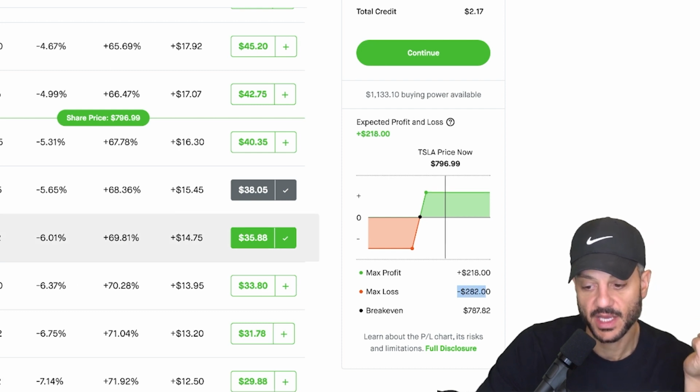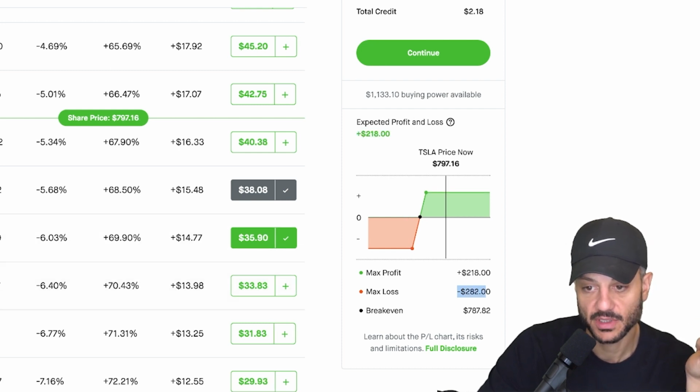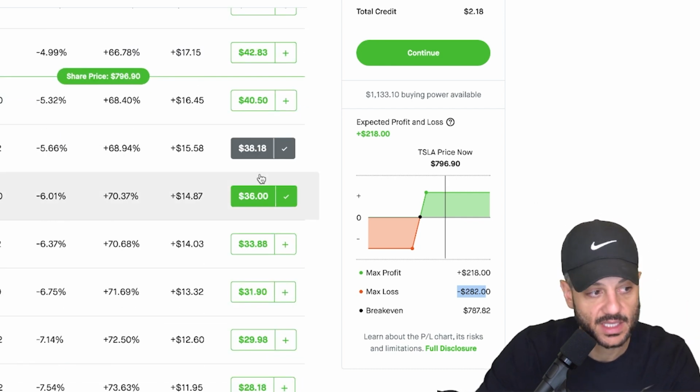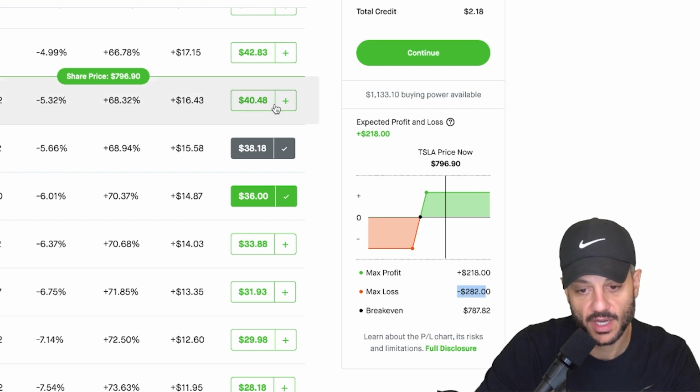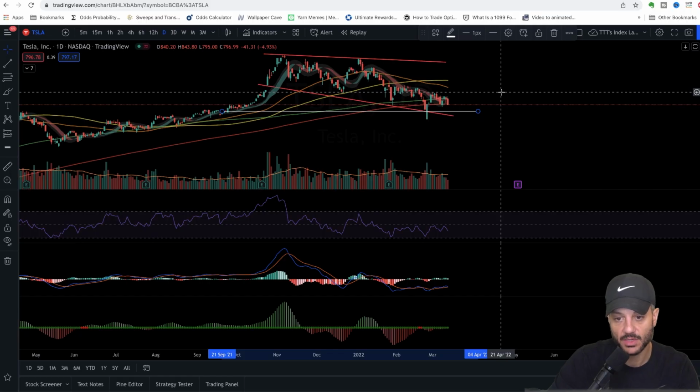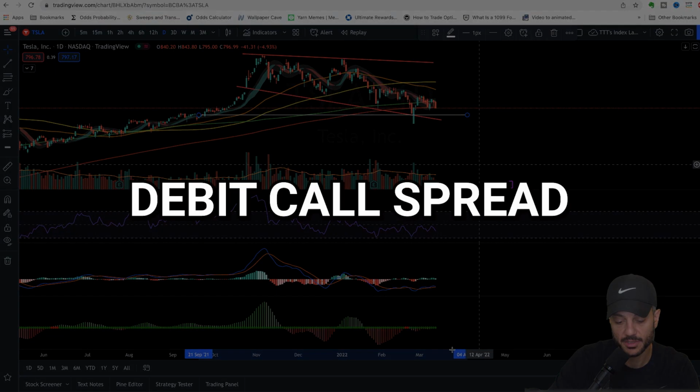The point is that for a small account, this is a lot more lucrative, especially on expensive options like Tesla. This is a lot more lucrative than trying to buy really expensive options that could be priced over $2,000, $3,000, $4,000. All right, the next thing we're going to talk about is a debit call spread.